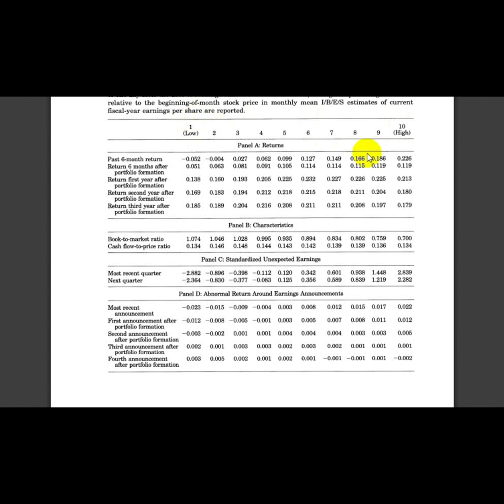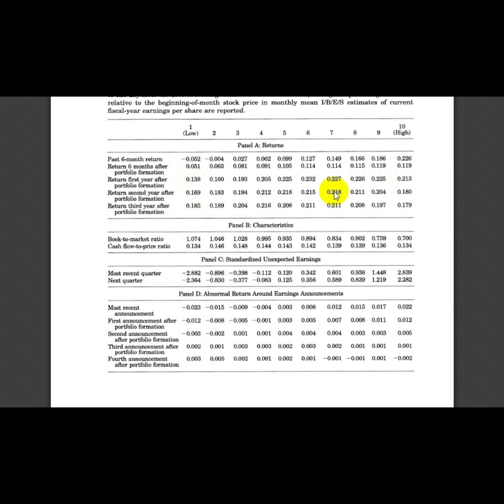And so we can see ranking by the SU ends up being fairly similar to ranking by the past 6-month returns, where we have a monotonic increase in the past 6-month return, and also the holding period of the next 6 months seems to monotonically increase as well. But the difference between the highest ranked and the lowest ranked portfolio is not as pronounced as it was when ranking for the past 6-month return. And over the first year, the difference between the top ranked and the bottom ranked portfolio is about 7%.